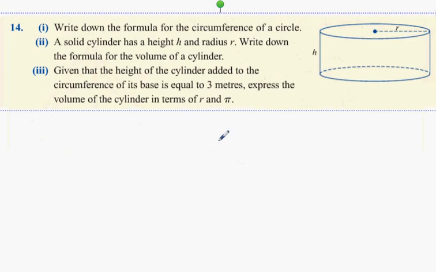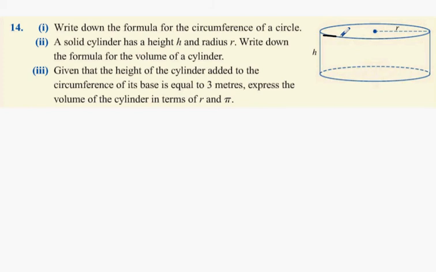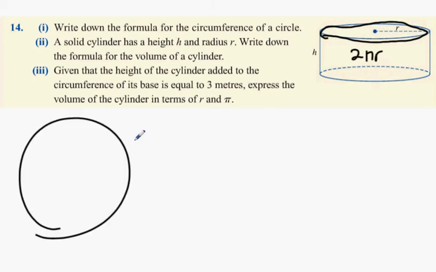Now, this one, 14. Write down the formula for the circumference of a circle. Was anybody able to find that? What is the circumference of a circle? Somebody in the class must have been able to find it. Thank you. Circumference is 2 pi r. Remember what happens if you do a lap of a circle all around the outside? It's 2 pi r.